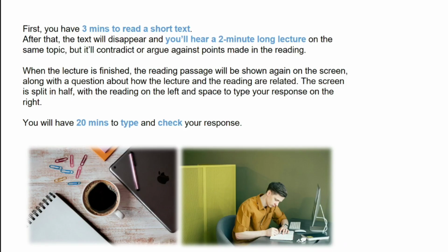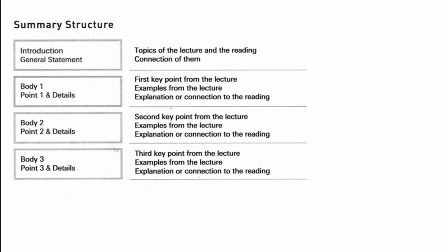All right. So just a reminder that first you'll have 3 minutes to read a short text, and after that the text will disappear and you'll hear a 2-minute long lecture on the same topic, but it'll contradict or argue against points made in the reading, in our case. When the lecture is finished, the reading passage will be shown again on the screen, along with a question about how the lecture and the reading are related. The screen is split in half, with the reading on the left and space to type your response on the right. So you will have 20 minutes to type and check your response.